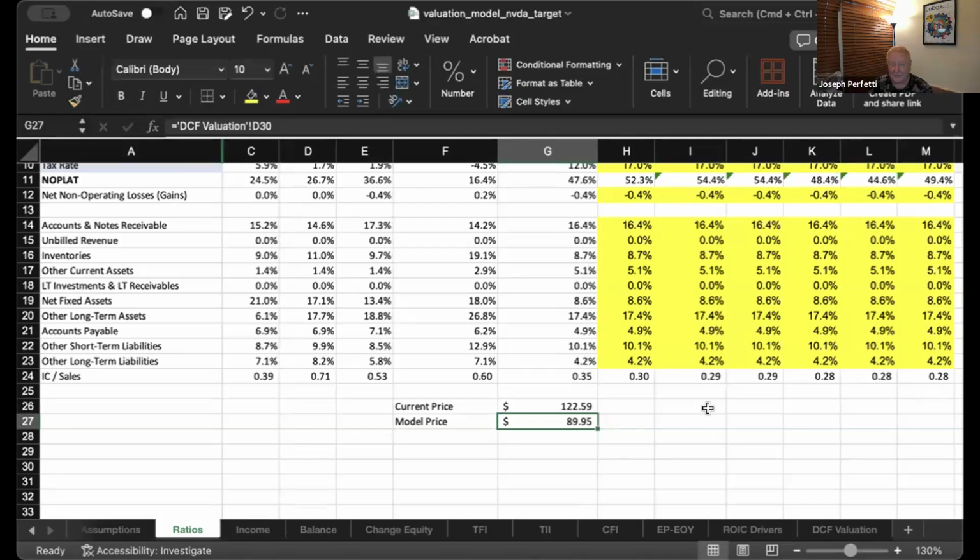And then you write your buy, sell, hold. And the buy, sell, hold is pretty simple. If the model share price is within 10% of the current share price, plus or minus, that's called a hold. Okay. So $12.26 up or down from 122 is the hold. If my target's in that range, it's called a hold. If I'm more than 12.26 above that, it's called a buy. And if I'm more than 12.26 below that, it's called a sell. Since I'm more than 12.26 below the 122.59 current share price, my opinion would be a sell on Nvidia. That's the buy, sell, hold.